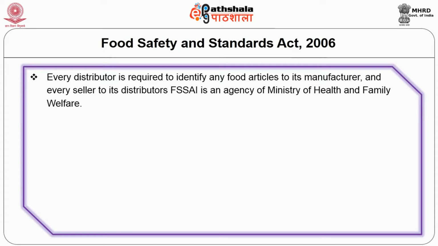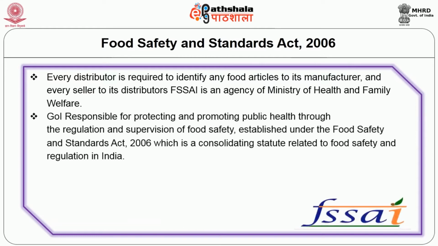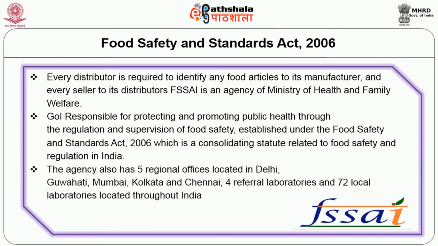FSSAI is an agency of the Ministry of Health and Family Welfare. It is responsible for protecting and promoting public health through the regulation and supervision of food safety, established under the Food Safety and Standards Act 2006, which is a consolidating statute related to food safety and regulation in India. The agency also has 5 regional offices located in Delhi, Guwahati, Mumbai, Kolkata and Chennai, 4 referral laboratories and 72 local laboratories located throughout India.